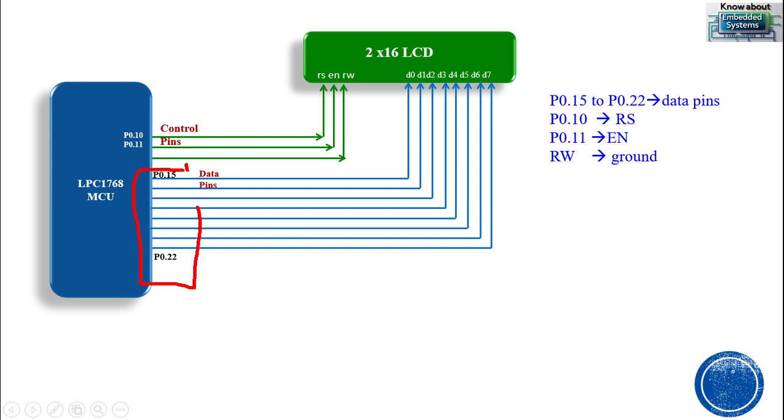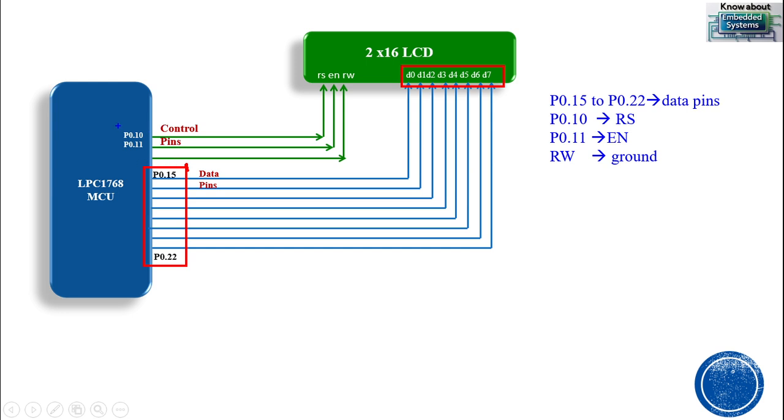Here you can see, in our design, we have connected this part. These are all data pins. So 8 data pins are connected from P0.15 to P0.22. We're using port 0 here, P0.15 to P0.22, connected to the data pins of your LCD. We have already connected them on the board, so P0.15 to P0.22 are connected to D0 to D7 as the data pins. This is my first configuration.